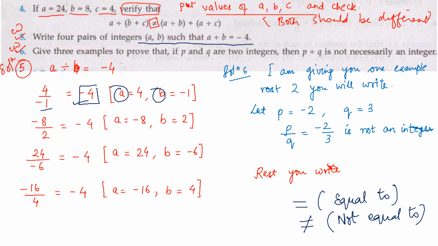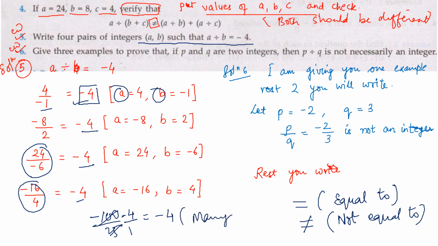Another possibility can be minus 8 by 2, that is minus 4. Minus 24 by minus 6 will also give 4, and minus 16 by 4 will also give minus 4. Even other so many numbers. If I write minus 100 by 25, so 25 ones are 25, 25 fours are 100, this will also give a minus 4. So you will have so many solutions. You only have to write any 4. You can write either yourself or you can copy from here.